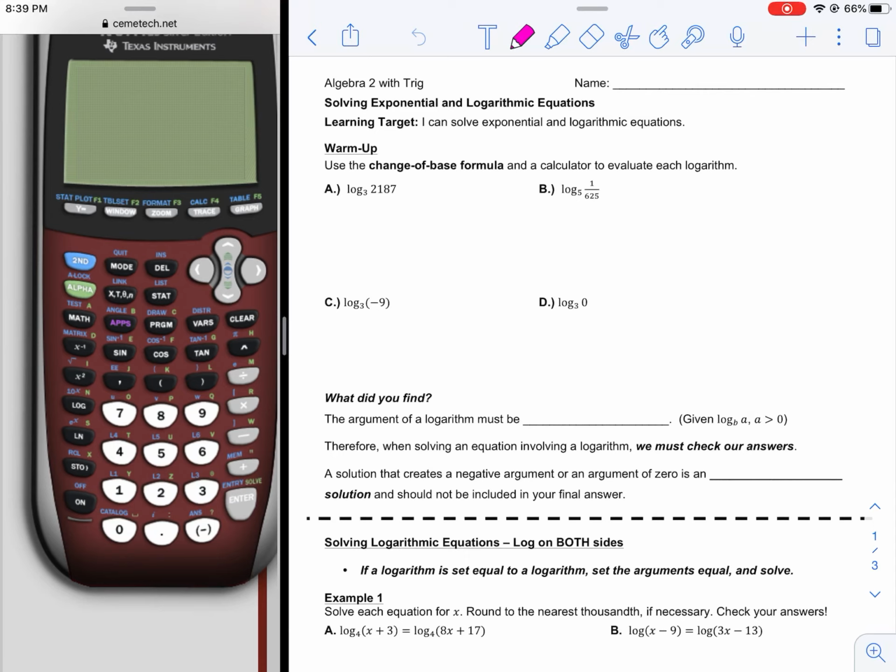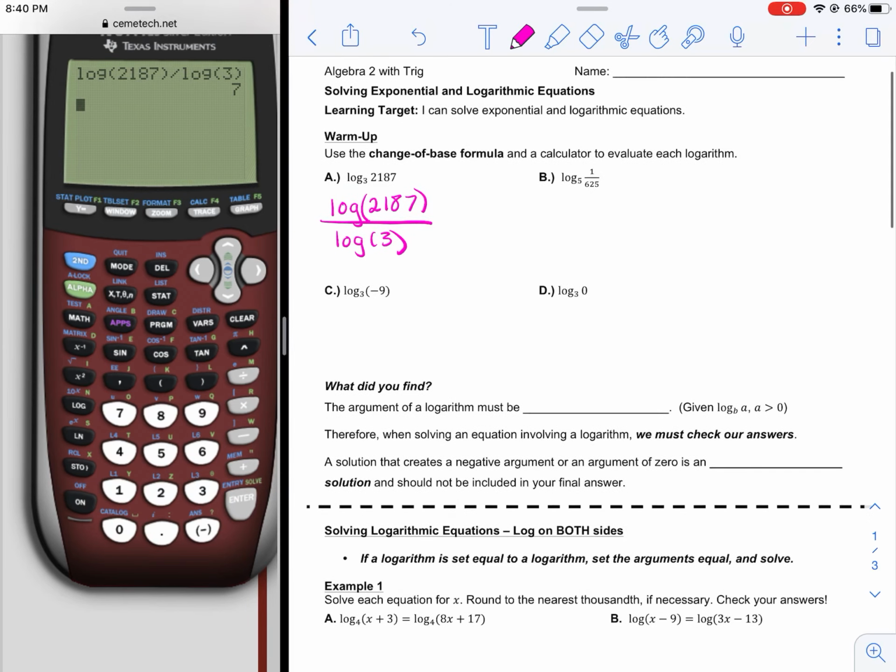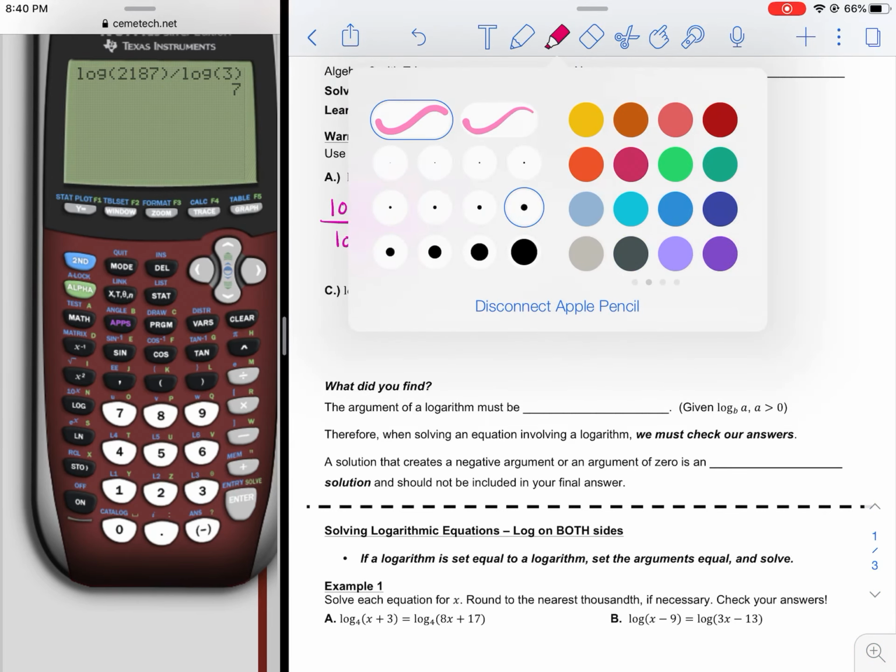So for the warm-up, it says use the change of base formula and a calculator to evaluate each logarithm. So all you have to do when you use the change of base formula is you're going to take the common log of the argument. So in this case, we're going to do log of 2,187, and I'm going to put that in parentheses. I'm going to divide by log of 3. So this change of base formula allows us to type logs in our calculators. So you're going to hit the common log button and then divide by, hit the log button and then type 3. And so we find that the answer here equals 7. And I'll go ahead and highlight that.